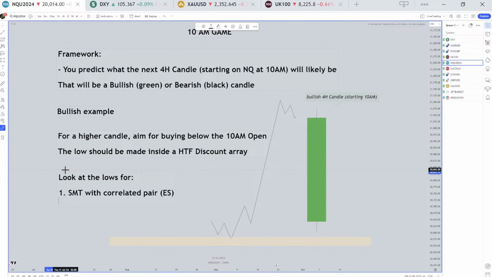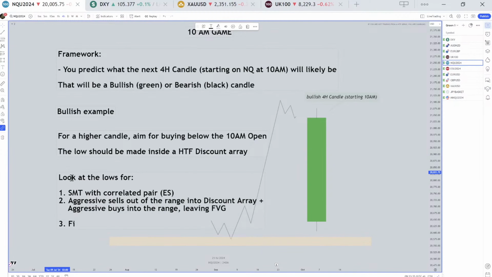We do ES. Aggressive sells out of the range into a discount array, plus aggressive buys into the range, leaving FVG. First FVG is confirmation, and you guys know this. Second one is game time.